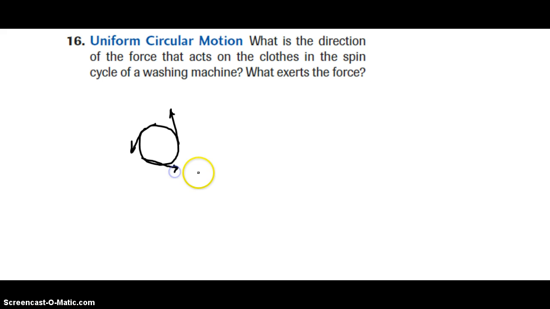And in fact, that's what the water does in the cycle. The water gets inertia, takes it in the tangential direction, but something's keeping the clothes moving towards the center. And the thing that is causing that force is the walls keeping the clothes in the washing machine. So our answer is toward the center, and the object exerting the force would be the walls of the machine. So that's our answer for number 16.